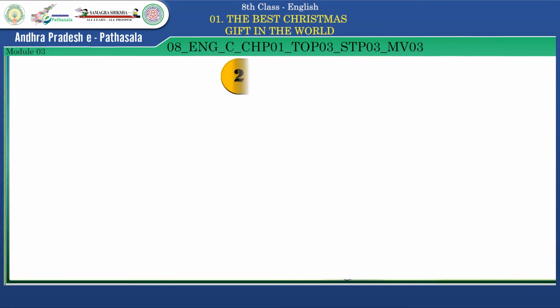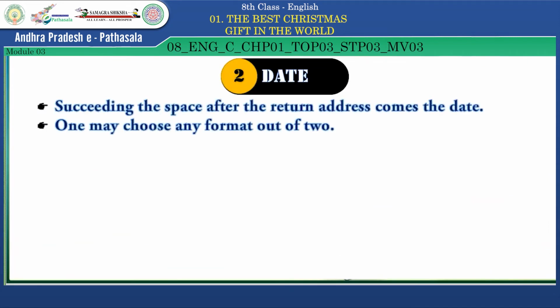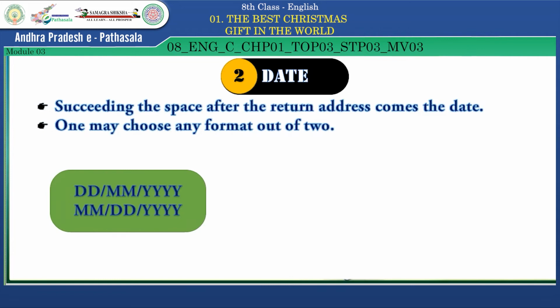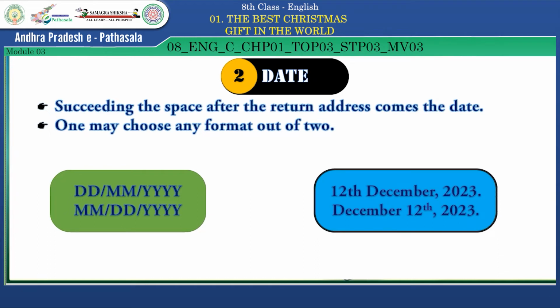Now comes the second one, date. Following the space after the written address comes the date. One may choose any format out of two: date, month, year, or month, date, year. For example, 12th December, 2023 or December 12th, 2023.